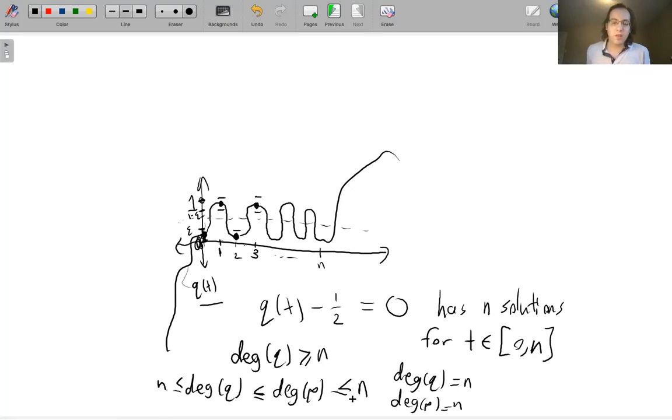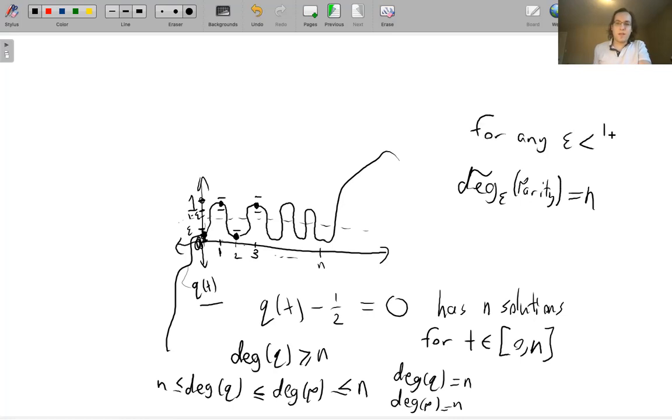So we've concluded basically that deg P also equals n. So the best polynomial approximating parity to any error epsilon less than a half must have degree n. Or in other words, we conclude that the approximate degree of parity equals n, and this is actually for any epsilon less than a half.